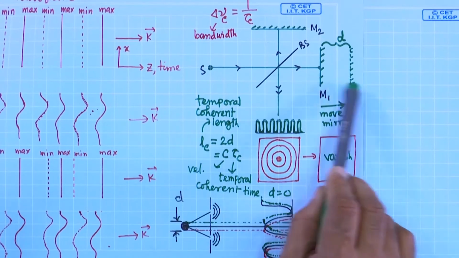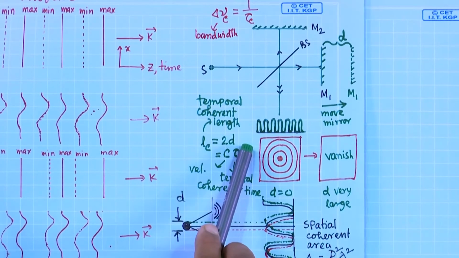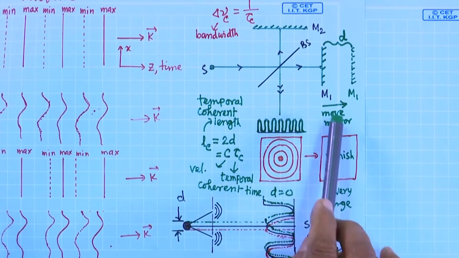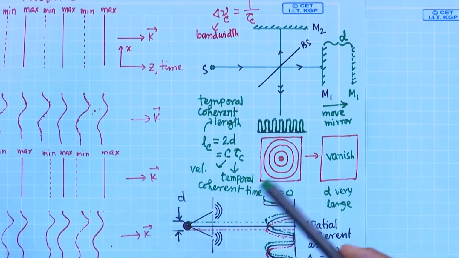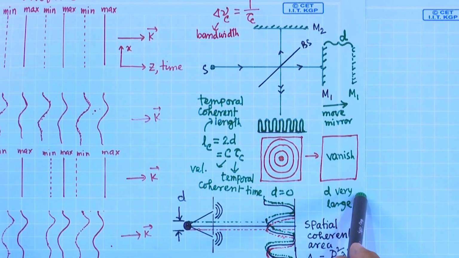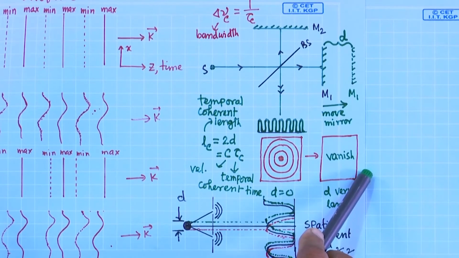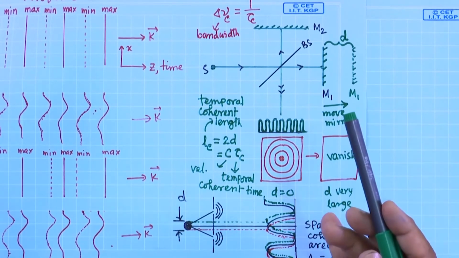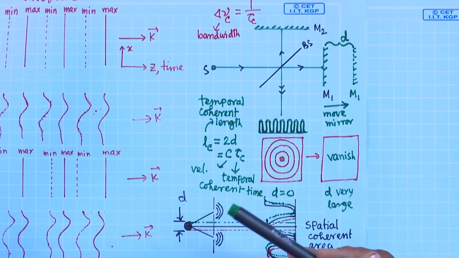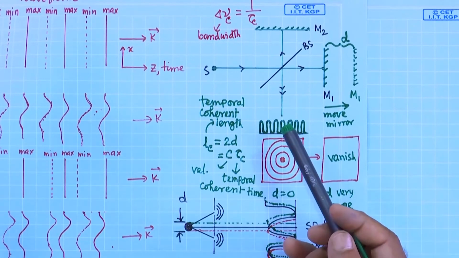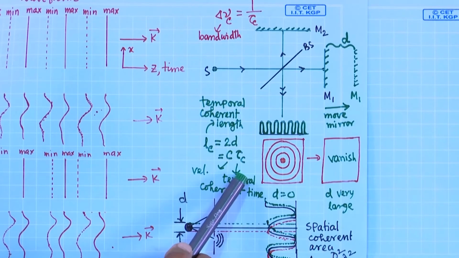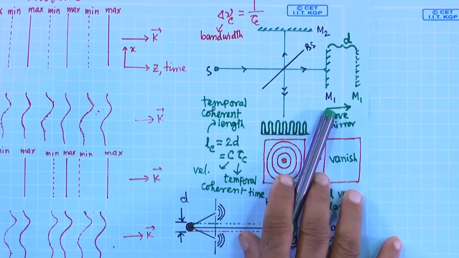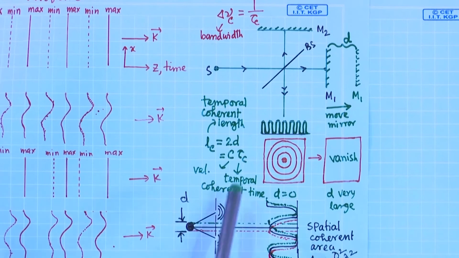So if you change the distance d, initially for 0 distance you will get a nice fringe pattern. Now you are changing the distance, and when d becomes very large, the fringes will vanish. So what is the distance after which they vanish? That we generally call the temporal coherent length, and if you know the temporal coherent length, you can find out the temporal coherent time. And that was for the longitudinal case.